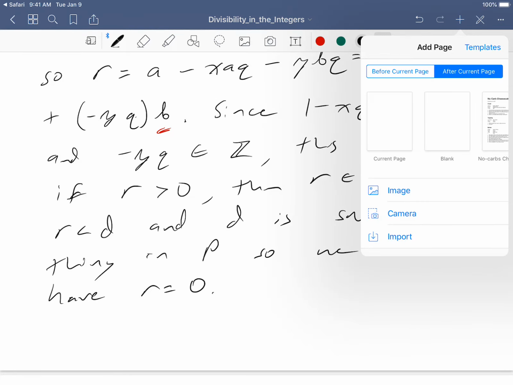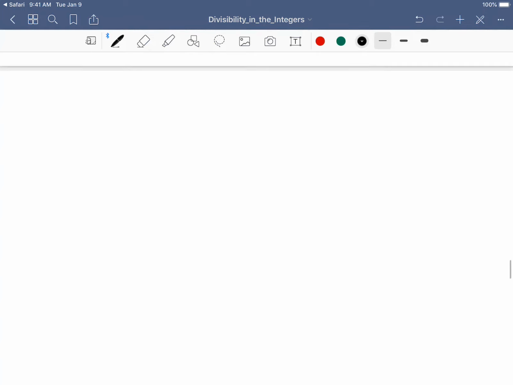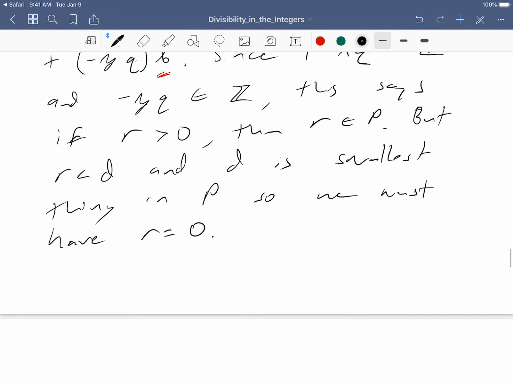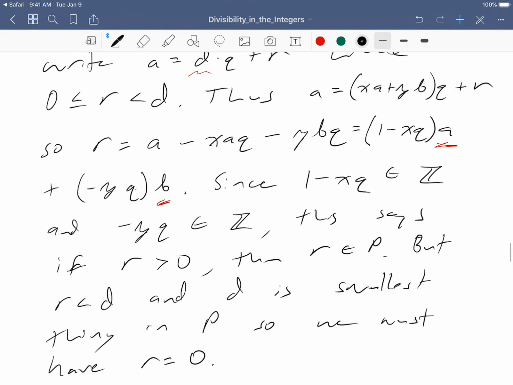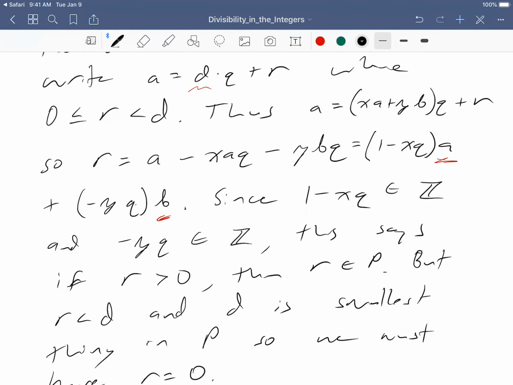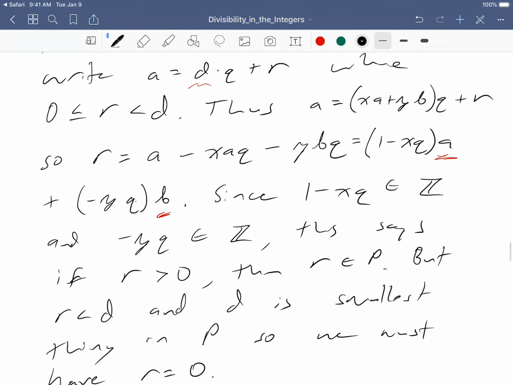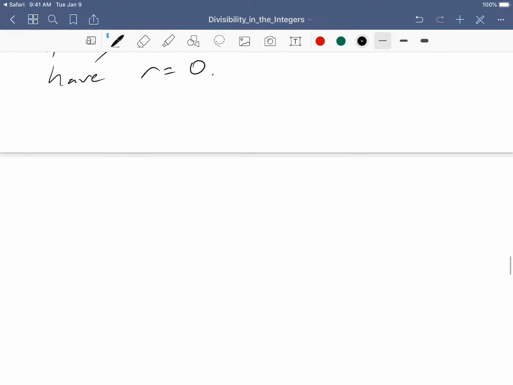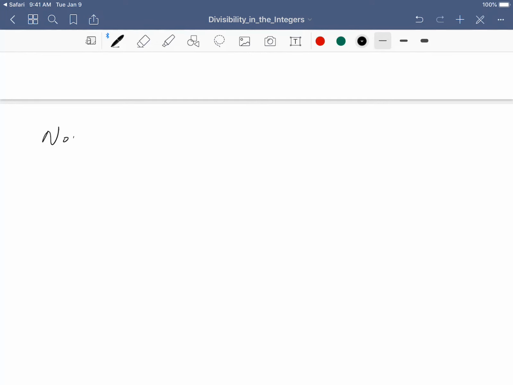And I'm going to need a new page. All right, so where are we? So R is 0. Remember what R was. So up at the top, we had that A is D times Q plus R. So now A is D times Q plus 0, which says that A is a multiple of D. So D divides A. All right, which is what we wanted.